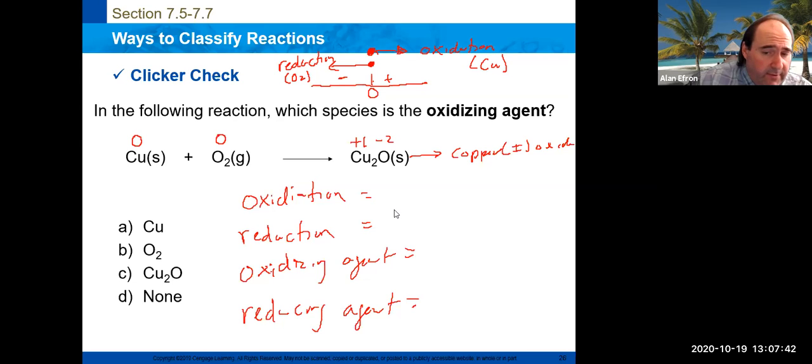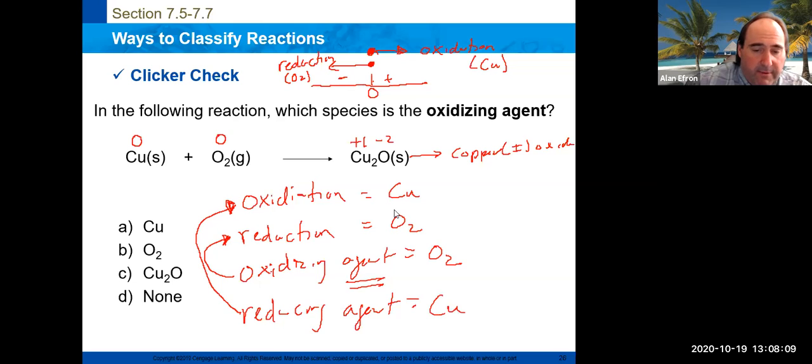So the thing that is going through oxidation is the copper. The one going through reduction is the oxygen. Now, our oxidizing agent is the substance that gets reduced, so our oxidizing agent would be O2. Our reducing agent is the substance that gets oxidized, so that would be our copper in this case. To answer the question that was asked, the oxidizing agent is O2, so it should be B here. Question on identifying that there.